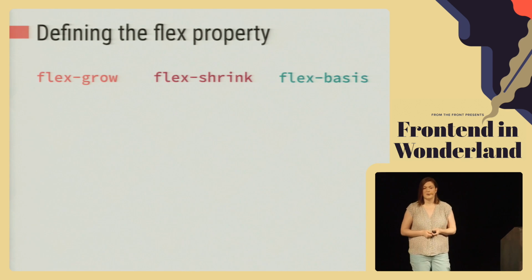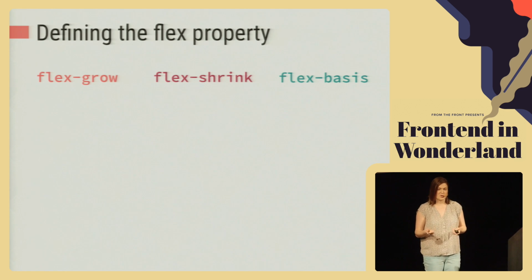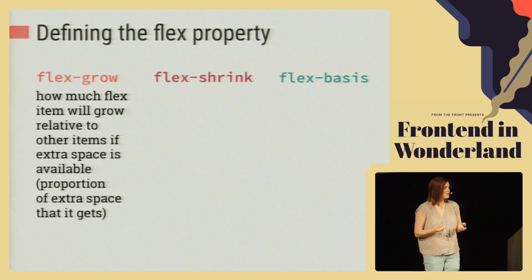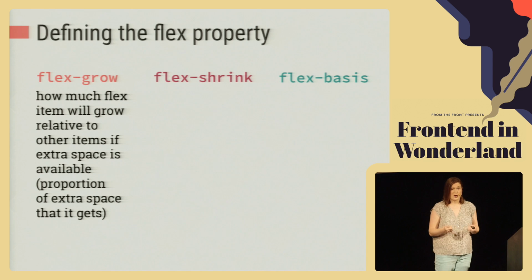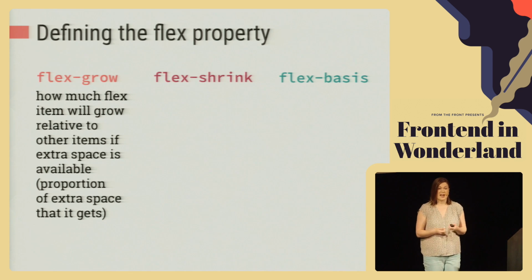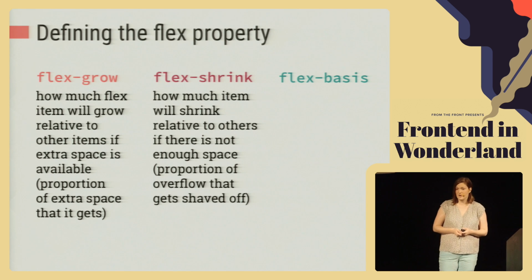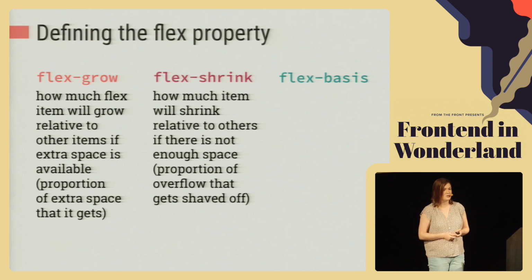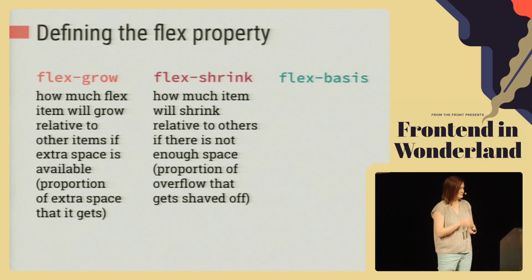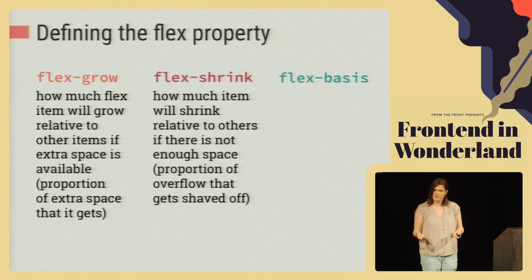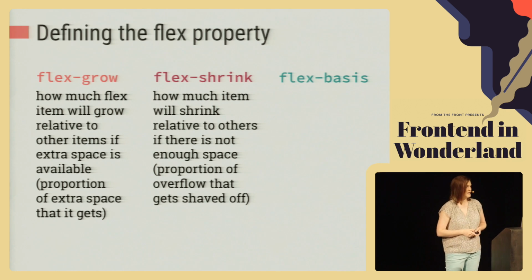And there are up to 3 components of the flex value, which is a shorthand property. Flex grow means how much the flex item will grow relative to others if there's extra space available. Flex shrink means how much the item will shrink relative to others if there's not enough space for everything to fit. And both flex grow and flex shrink are set to unitless integers like 0, 1, 2, because they're specifying a proportion, not an absolute size. It's like the number of extra shares of space that they get.